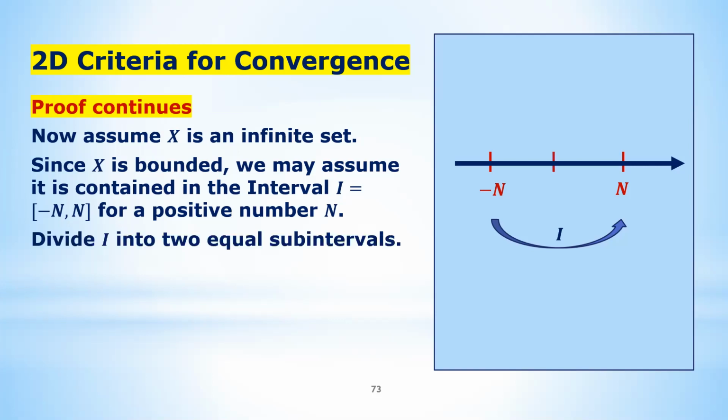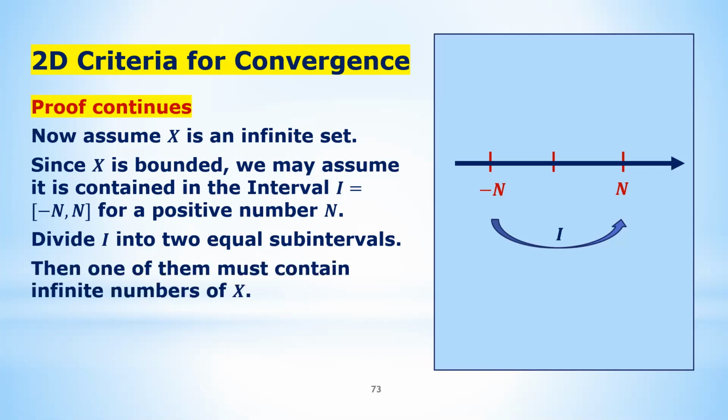So what we're going to do first is divide I into two equal sub-intervals. In the middle, I divide the interval from minus N to N. The middle point is 0, so I divide it into two intervals, a left one and a right one. Now both intervals will cover certain points from X, right? Obviously, one of them must contain an infinite number of points from X. This could be the left interval or the right interval. You cannot have the situation where both intervals consist of only a finite number of points. That's impossible, because then X itself would consist of only a finite number of points.